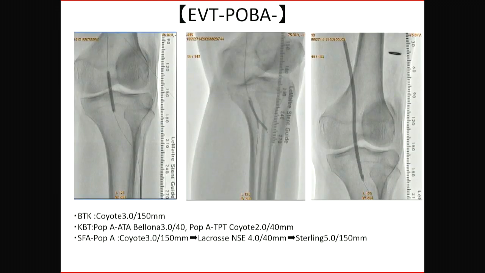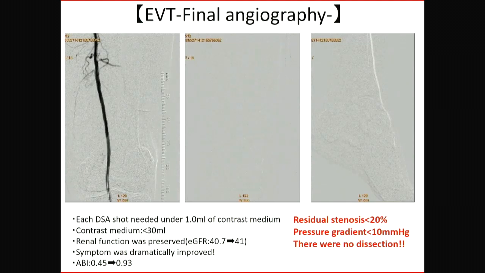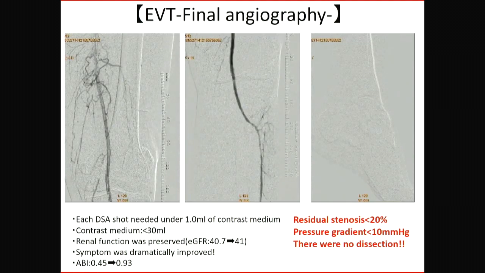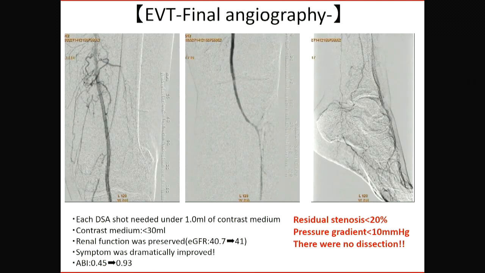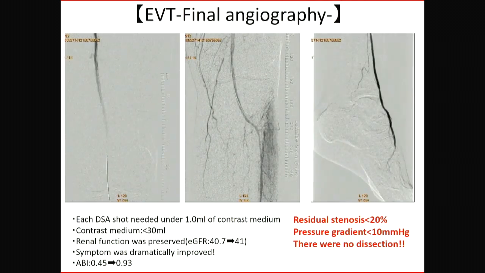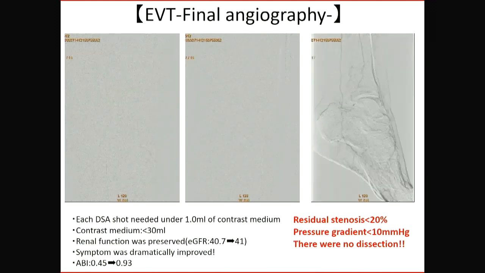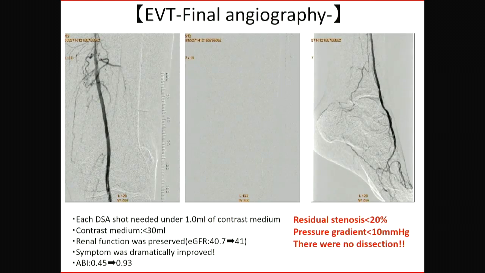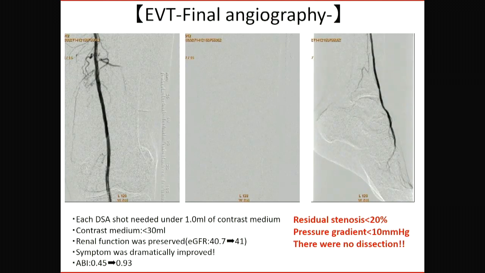After that, we performed ballooning, a scoring balloon, kissing balloon dilatation, and a long balloon with long inflation time. This is the final angiography. There was no residual stenosis and no major dissection, as you can see. And moreover, we could identify the distal BTK vessels below the ankle and the small channels and the pedal arch well. And the contrast medium was under 30 milliliters, even though this is a complex procedure.